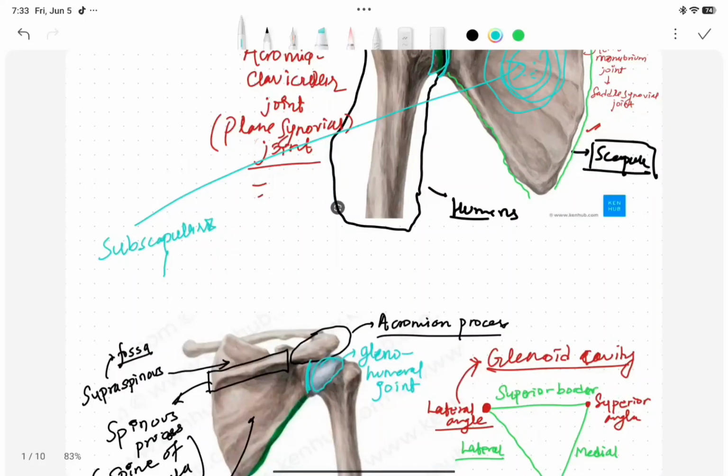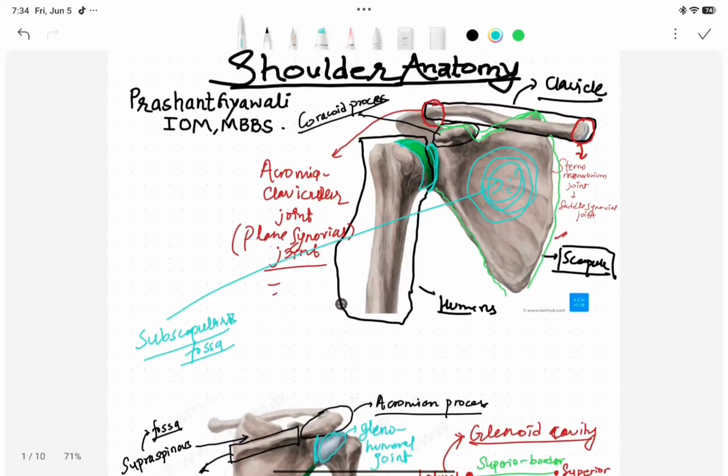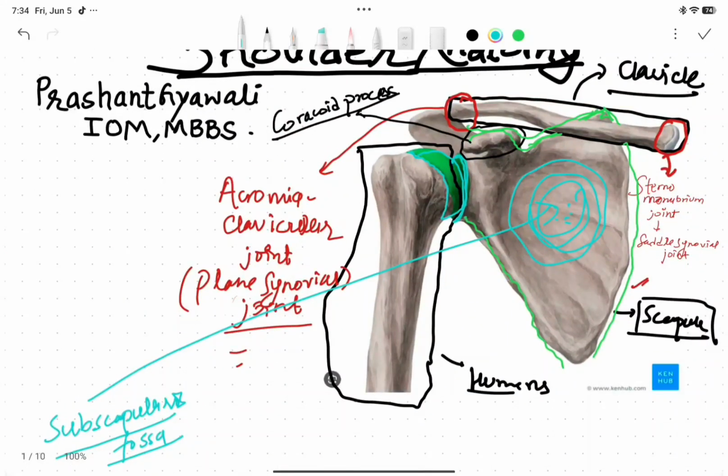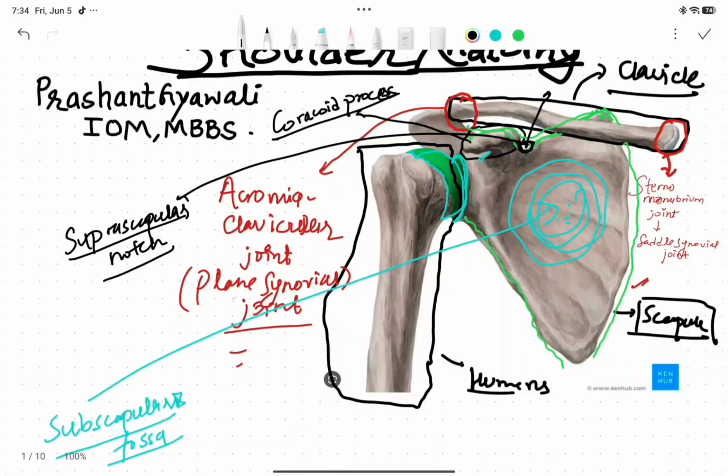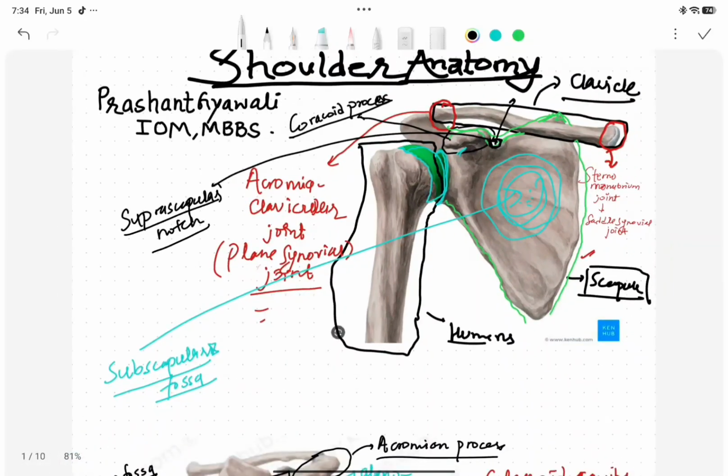Subscapularis fossa. This is also a depression. On the anterior side is the coracoid process, and there is a notch present between the base of the coracoid and the supraspinatus part. This notch is known as the suprascapular notch, from which the suprascapular nerve passes.